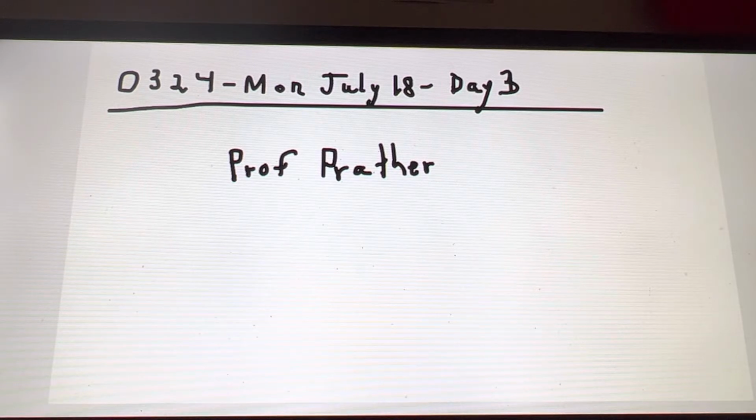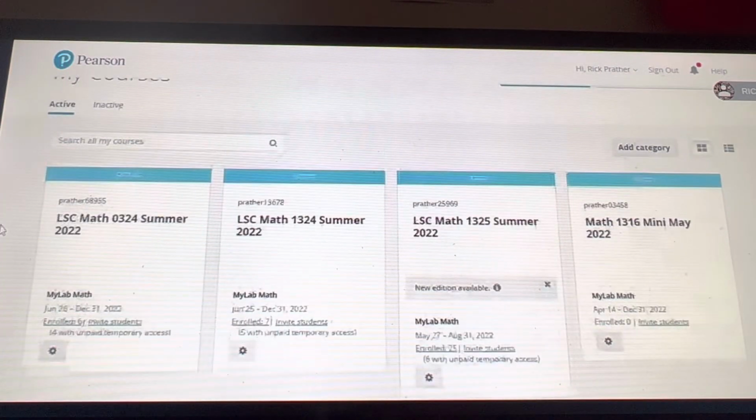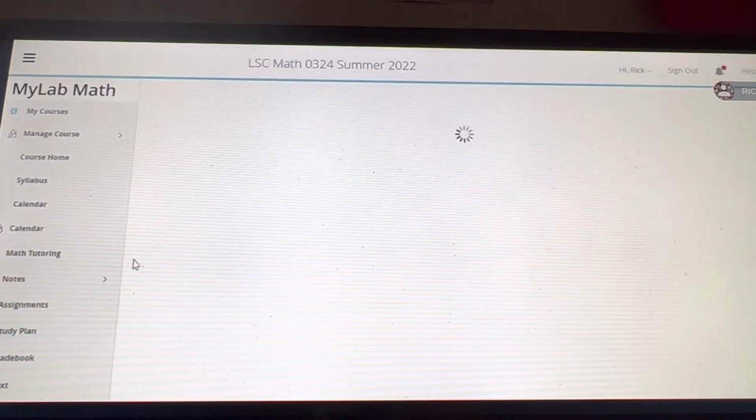Hopefully you have signed up for My Math Lab already, and I'm going to go in there right now. Here, there are two different courses for this co-requisite class. You have Math 0324 right here, and then Math 1324 there. Six students have enrolled in 0324, seven have enrolled in 1324. So click on the box when you want to go inside and work on it.